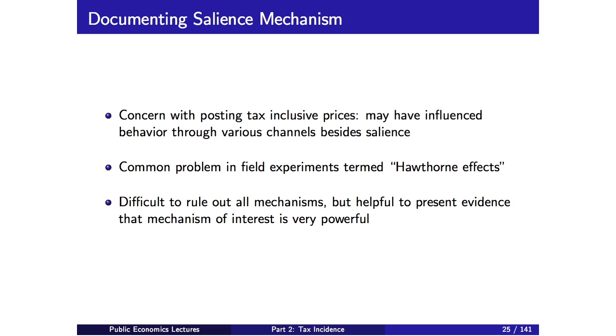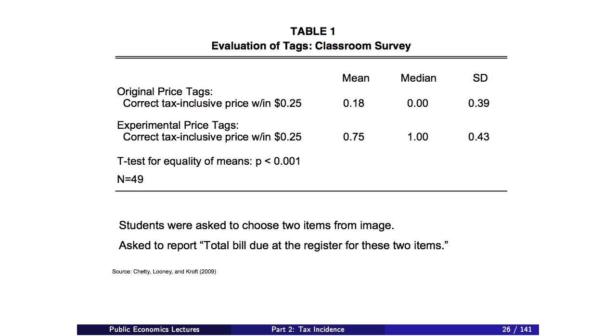But I think one thing that is useful, in your own research, if you do something like this, is to present evidence that the mechanism of interest is actually very powerful. So what I mean by that is the following example. Because we were concerned about this, we tried to show some evidence that the tags were having at least the intended effect that we expected in a very strong way.